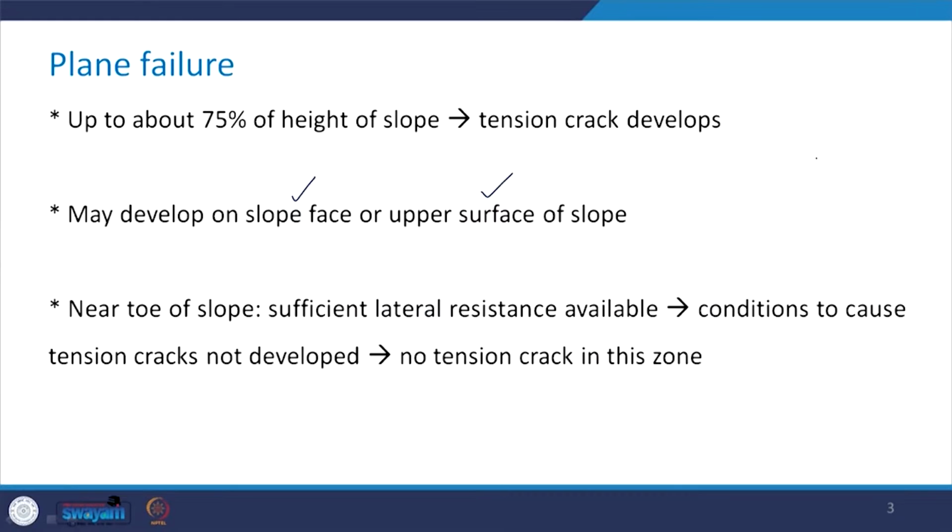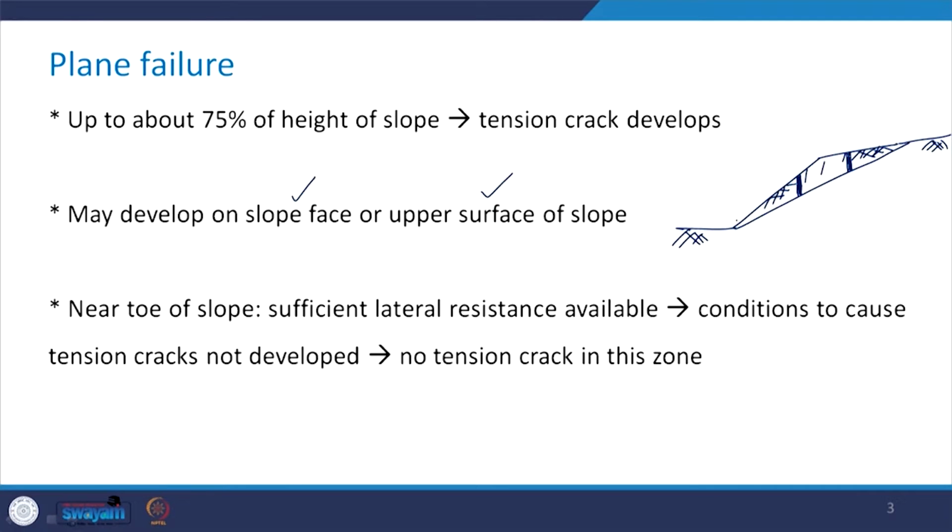So, let us say that this is the slope. And say this is the plane of discontinuity along which the sliding of this block may occur. Now, this tension crack can happen here at the slope face or it can happen in the upper portion of the slope like this. So, depending upon where the tension crack is occurring, we need to carry out the analysis.